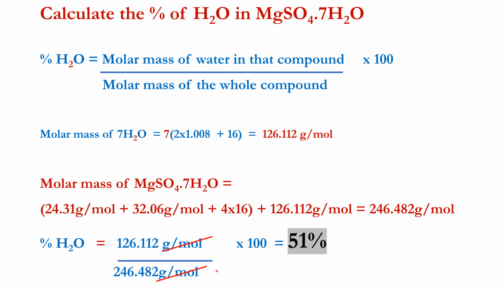You see the way I have left all the units? In that way, you will see the units that can cancel out, and you can easily find the unit for your final answer.